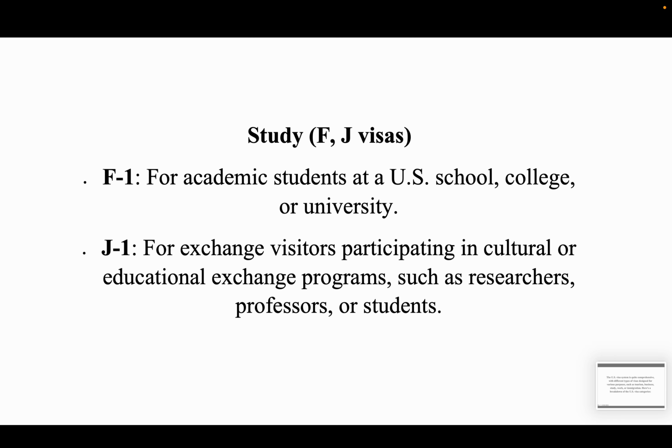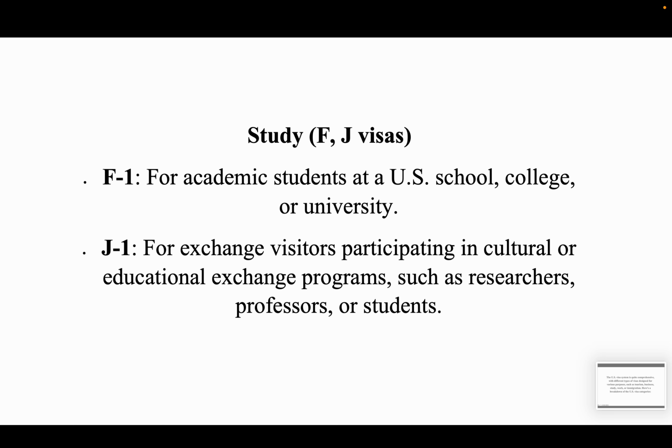Study: people who are coming for study will get F and J visas. However, there are more visas for this, but we are covering the main visas that should be known to everyone. F1 is for academic students at a US school, college, or university. That is very common. J1 is for exchange visitors participating in cultural or educational exchange programs, such as researchers, professors, or students. So hope it is clear.